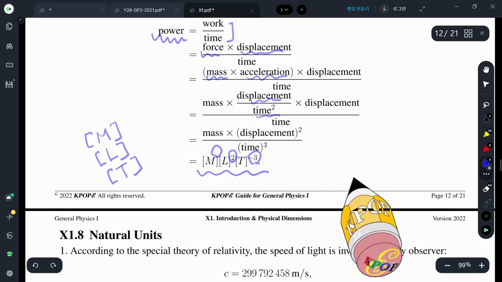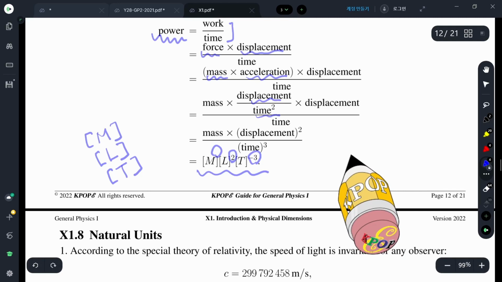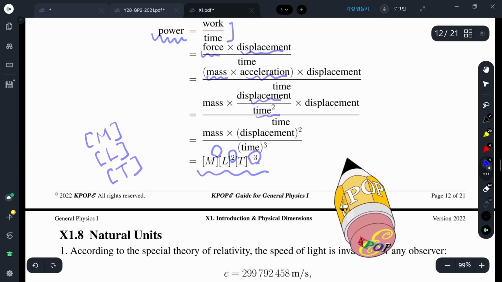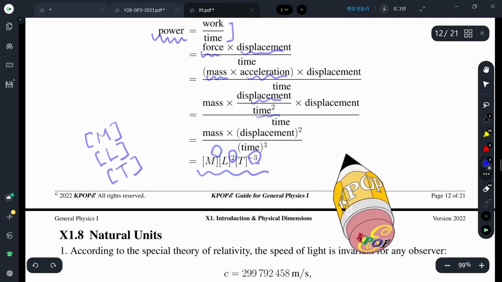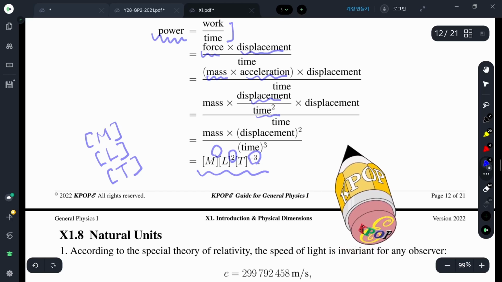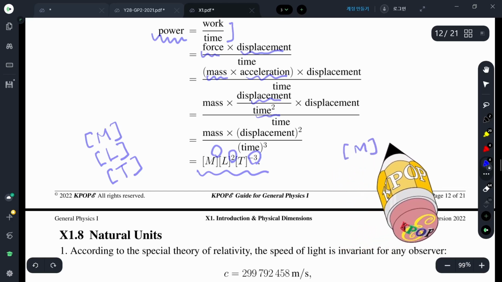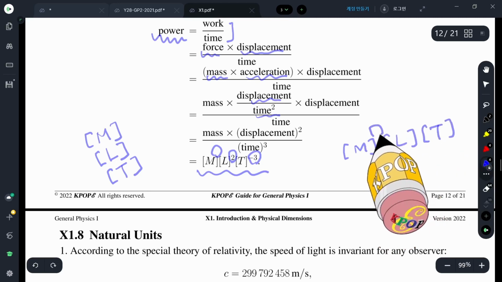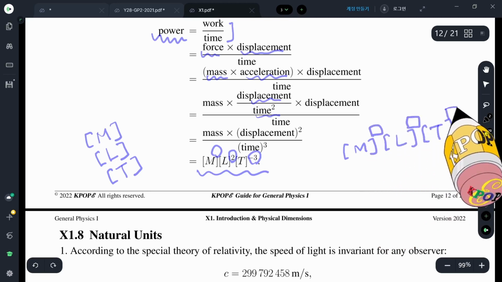So you have many chances to write down a derived unit in terms of base units in powers of M, L, and T, with certain powers. Okay.